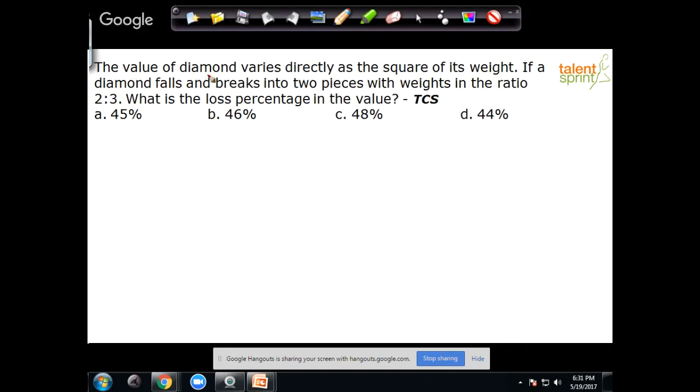The value of a diamond varies directly as the square of its weight. If a diamond falls and breaks into 2 pieces with weights in the ratio 2:5, what is the loss percentage in the value? So how do we solve this question? Now this question is from the topic of ratios and proportions. Very interesting question.